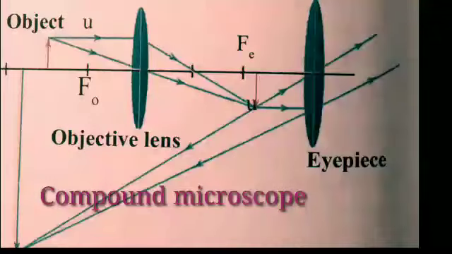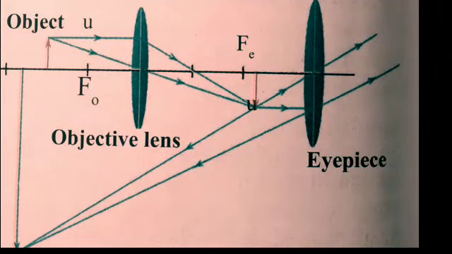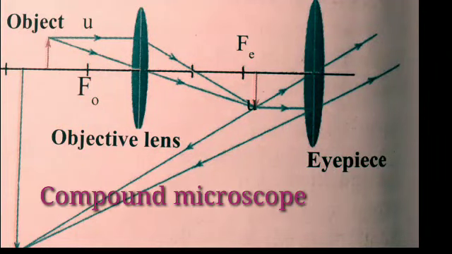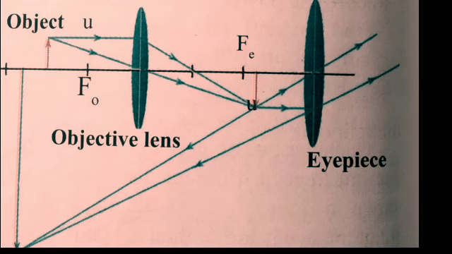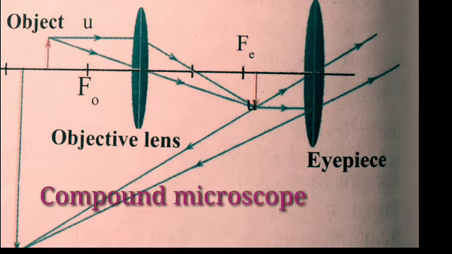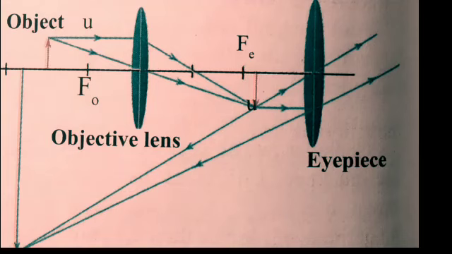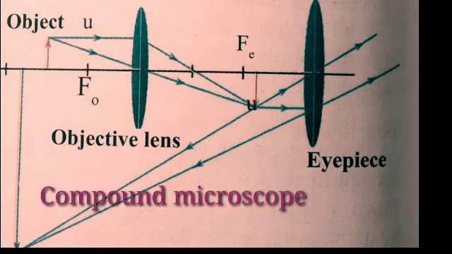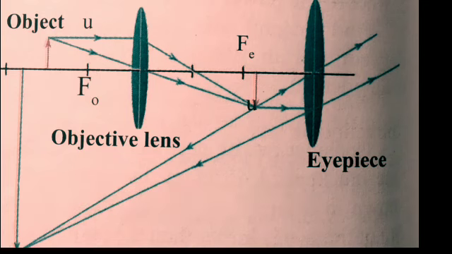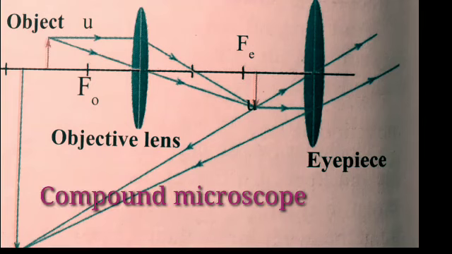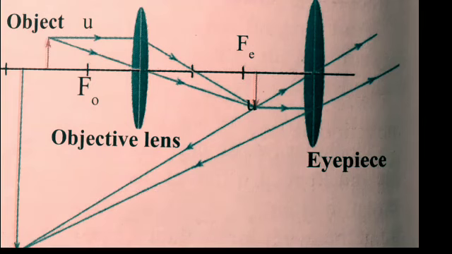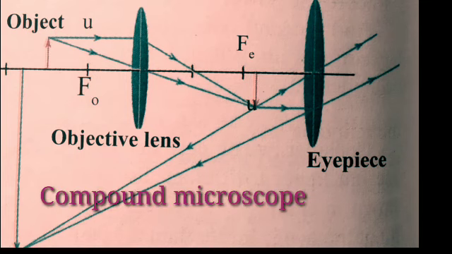Next is compound microscope. Simple microscope is used to observe small size objects, but minute objects like blood cells of plants and animals, and minute living beings like bacteria cannot be magnified sufficiently by simple microscope. Compound microscopes are used to study these objects.